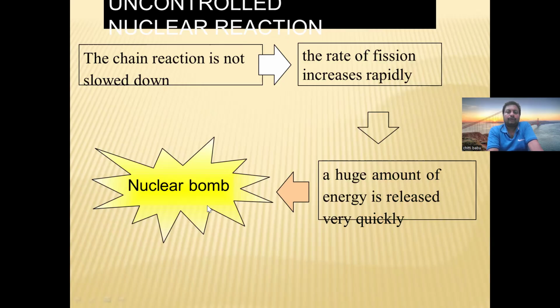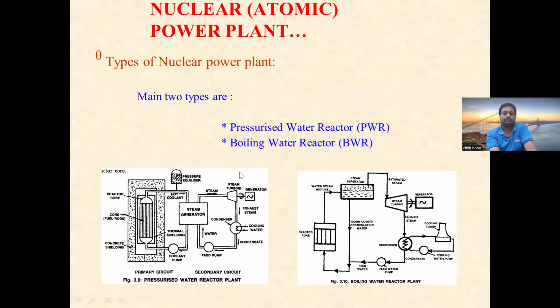So for that we need to use control rods. Boron and cadmium we will be using for the control rods. The materials of the control rod are boron and cadmium. If the control rods are not used properly, the rate of fission increases rapidly, so a huge amount of heat will be released, and it will form a nuclear bomb.